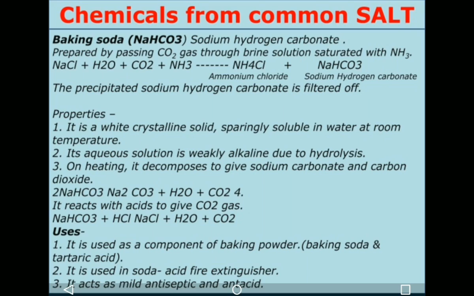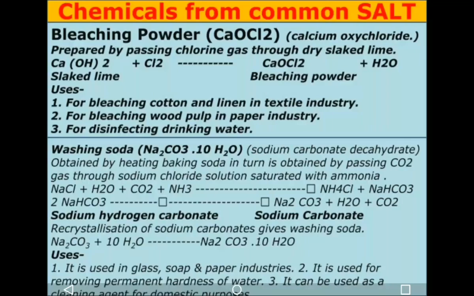Now we will try to understand about bleaching powder. Bleaching powder has the formula CaOCl2. Its chemical name is calcium oxychloride. Also it is called chloride of lime.